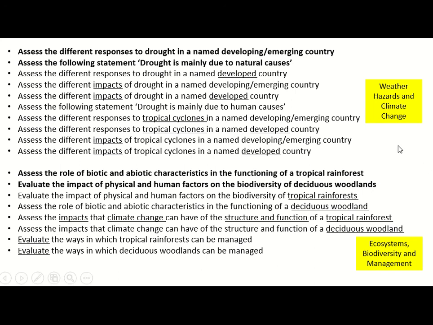For weather hazards and climate change, there are these bullet points, and I've gone for assess on all of them because I haven't yet seen an evaluate question. It's unlikely you'll get one. So assess the responses to drought. Again, you could say evaluate the responses to drought. That could still work. But these ones in bold were actual questions that appeared in exams, and these ones are just ones that I've made up based on what could change.